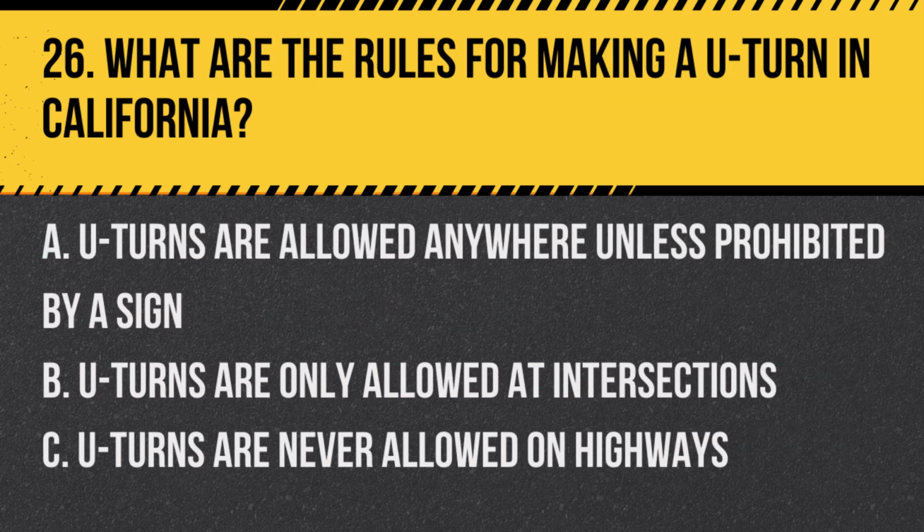Question 26. What are the rules for making a U-turn in California? A. U-turns are allowed anywhere unless prohibited by a sign. B. U-turns are only allowed at intersections. C. U-turns are never allowed on highways. Answer: A. U-turns are allowed anywhere unless prohibited by a sign. U-turns should be made safely and only where they are not explicitly prohibited.